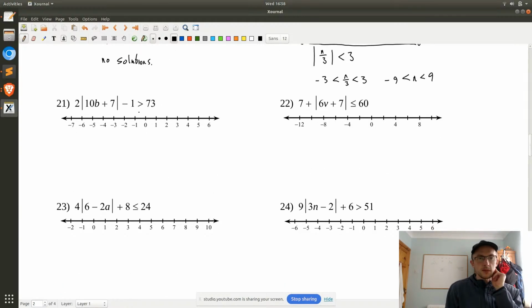Add 1 to both sides. 74. 74 over 2, 37. Absolute of 10b add 7 is greater than 37. Solve as a linear. Anyway, 30. So b is 3. And then set it equal to -37, and then 3 or -3. Okay. Like that.